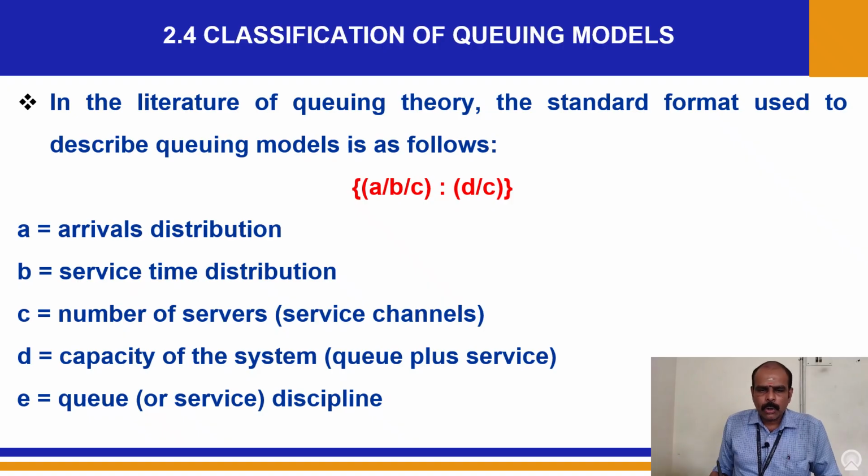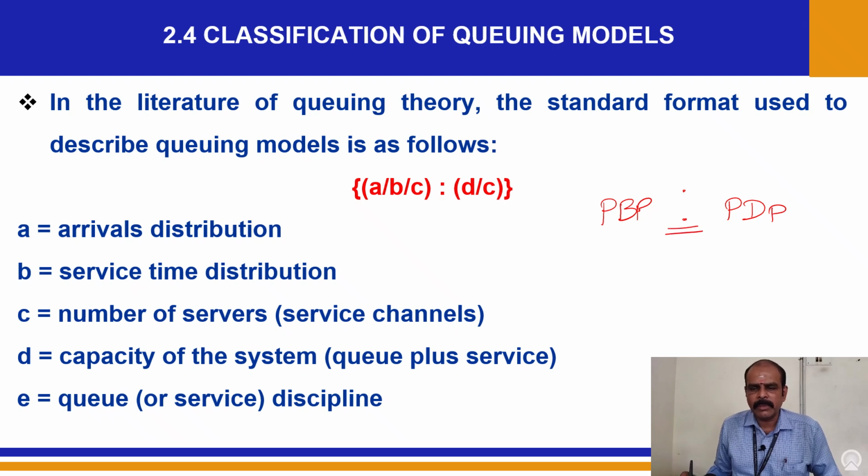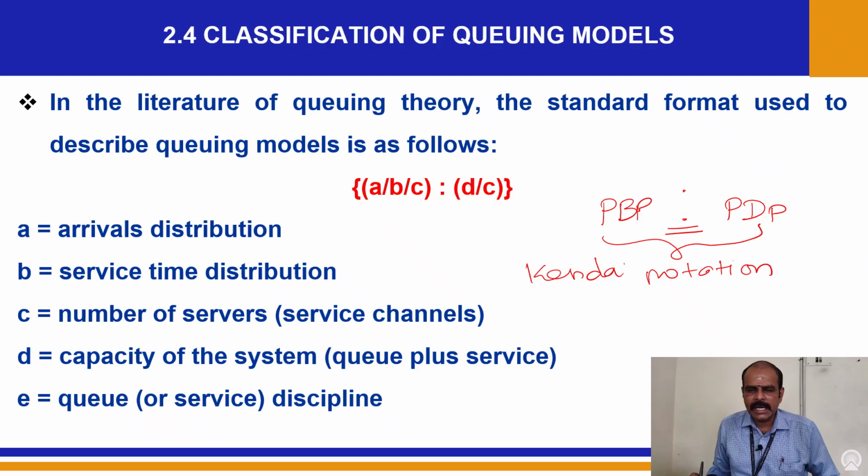Now we have a colon dividing the birth process and the death process. This is going to be the pure birth process and this is called the pure death process, and it is distinguished by means of a colon. All these things put together are called notation. In short it is called notation, but the actual term is Kendall's notation. So this is how it goes on.